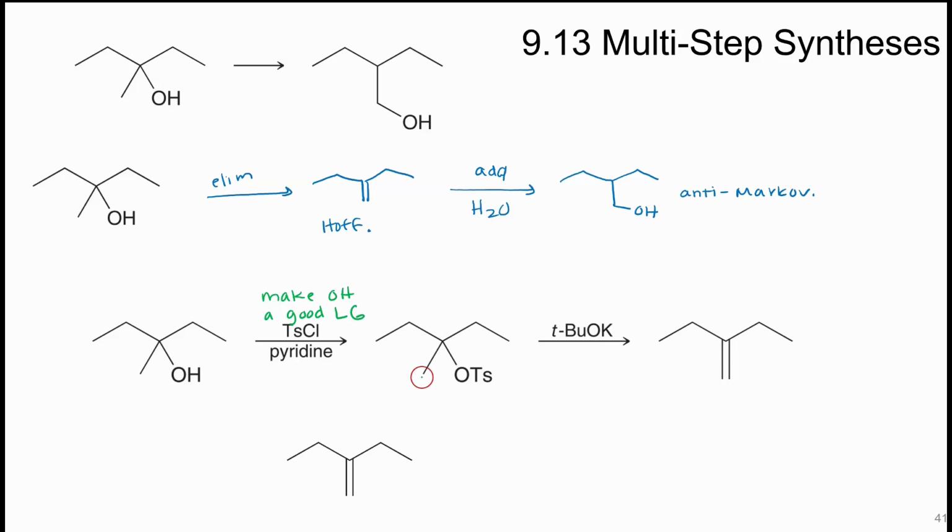And then we get that. When we do our elimination, we have our leaving group. We want to use a bulky base to get the less substituted product. And then once we have that, we need to add water to give us an anti-Markovnikov product. And the only reagent that we have that does that is BH3, THF, then OH-, and then the peroxide. And so that's how we can think about doing multi-step synthesis.